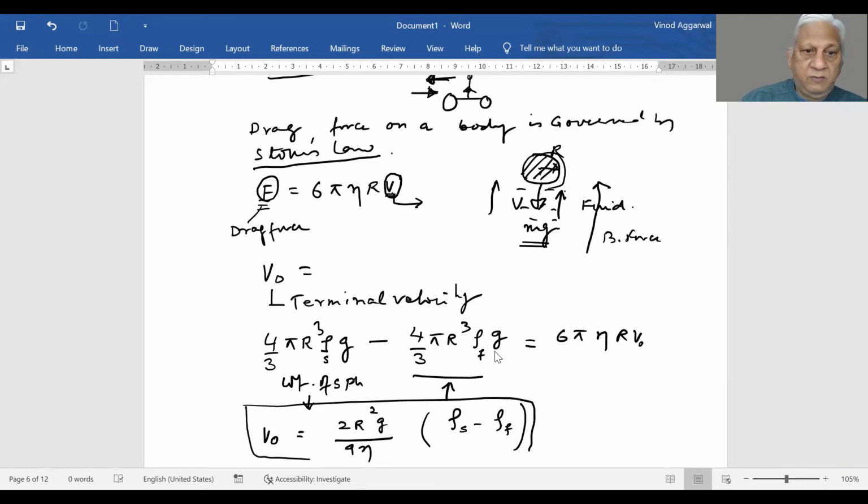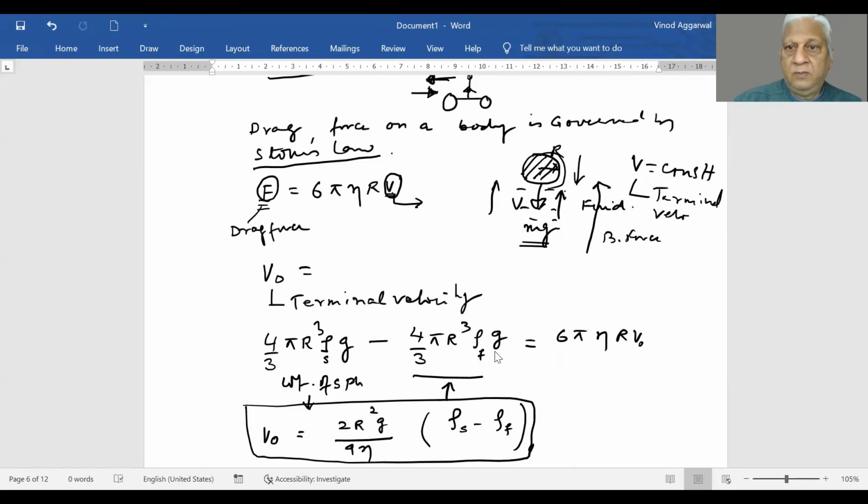This is our formula for terminal velocity, meaning thereby, if we let a body fall down freely, it doesn't keep increasing its velocity. A stage will come when this velocity becomes constant. And at that time, we call this velocity terminal velocity. And it is given by this formula, which is 2 times, for a sphere, r squared. This is the radius of the sphere, g gravitational constant. This is viscosity. This is the density of solid. This is the density of fluid.